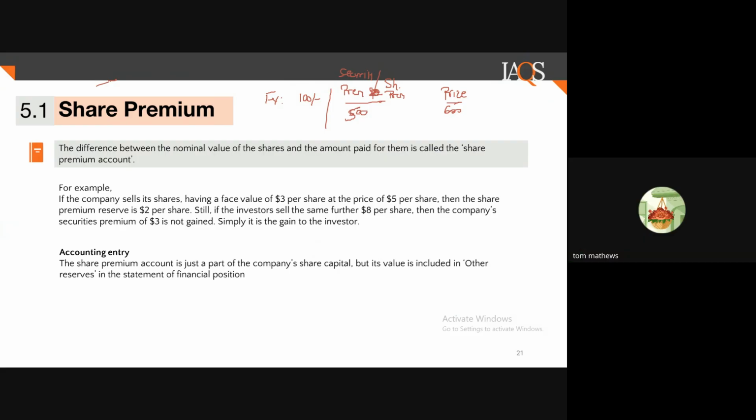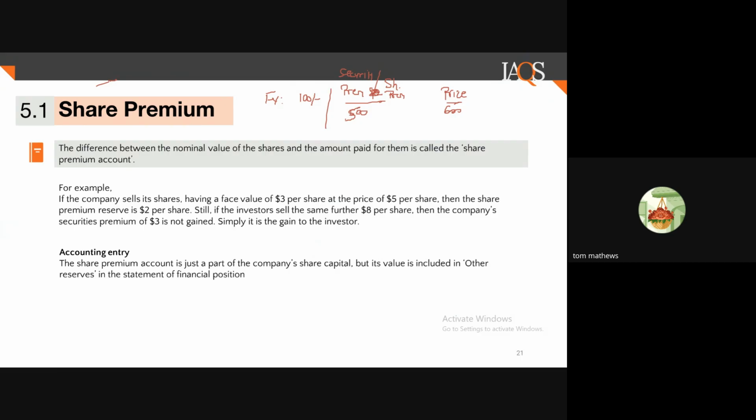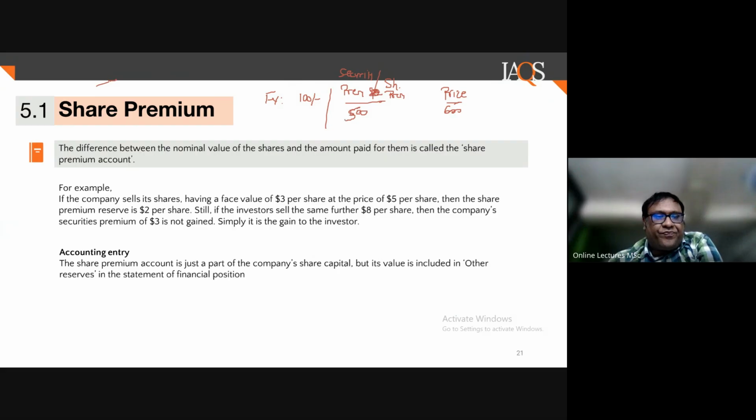Tom, it is an equity again, in share capital. Yes, absolutely. It's a part of equity. All good? It's a part of equity. Continue.